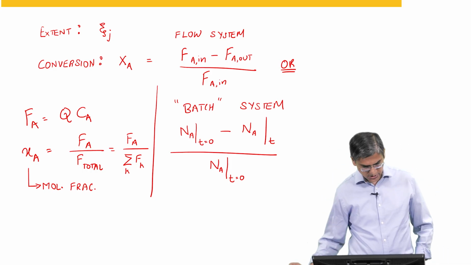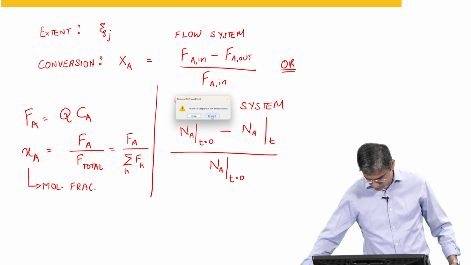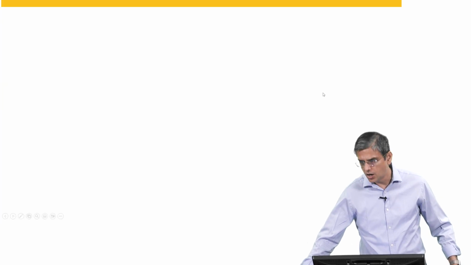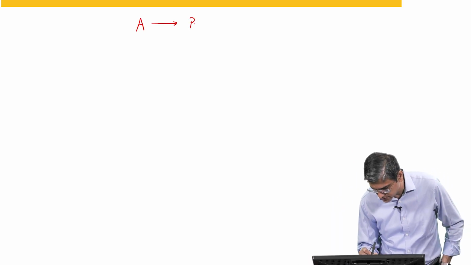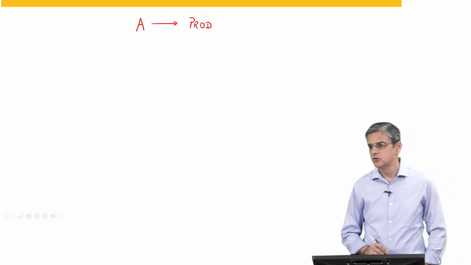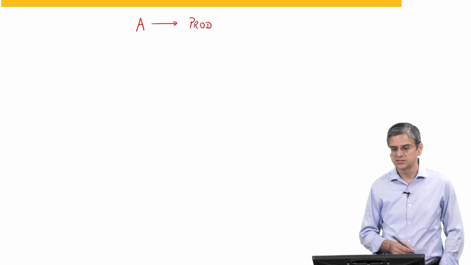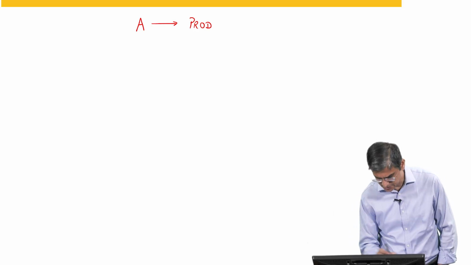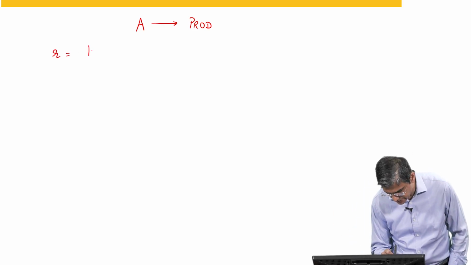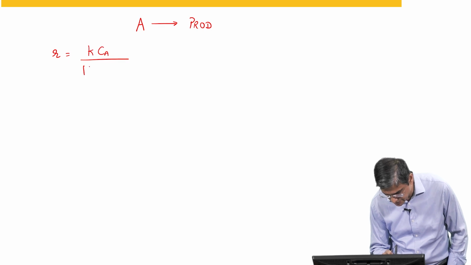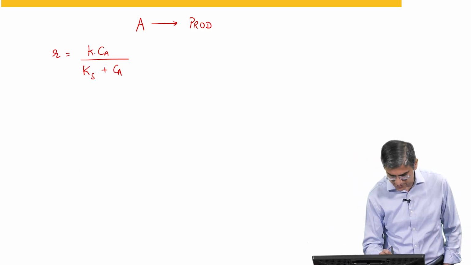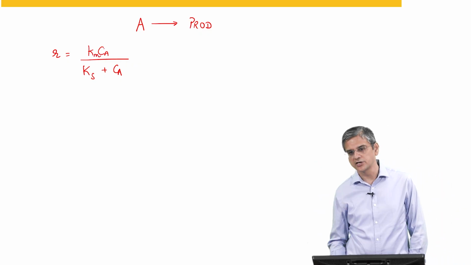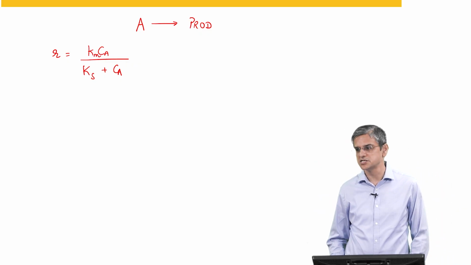So, now just an example with respect to how you can use this. Let us say you had a reaction A going to products, and we had some rate of reaction. Let us say R was given by k Ca divided by Ks plus Ca, whatever, this is a Michaelis-Menten type of mechanism. Let us say for argument's sake, this was carried out in a CSTR.